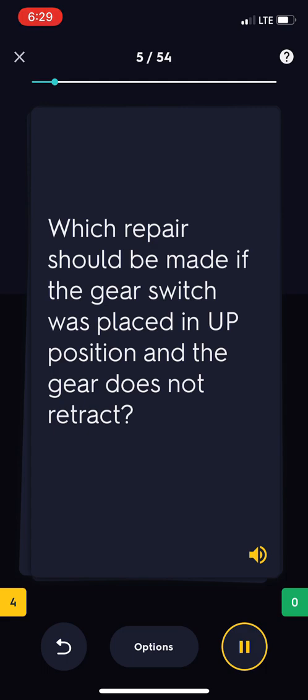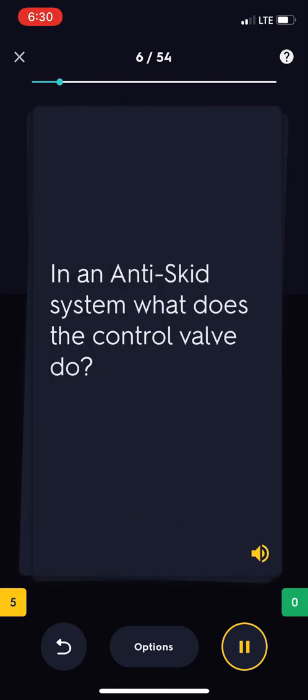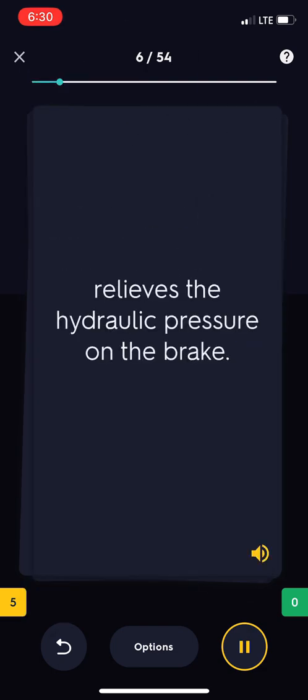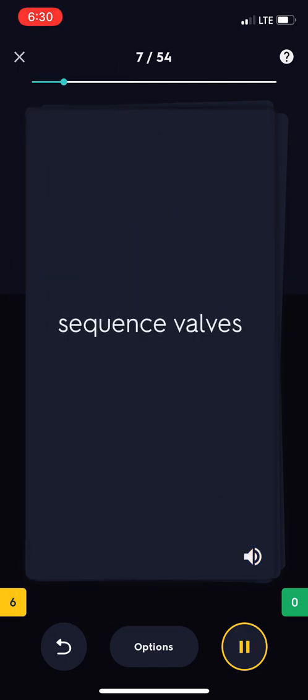Which repair should be made if the gear switch was placed in UP position and the gear does not retract? Replace electrical wire number 12. In an anti-skid system, what does the control valve do? Relieves the hydraulic pressure on the brake. In most modern hydraulically actuated landing gear systems, the order of gear and fairing door operation is controlled by sequence valves.